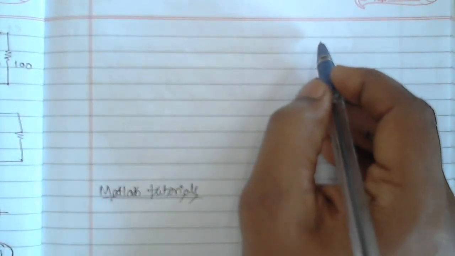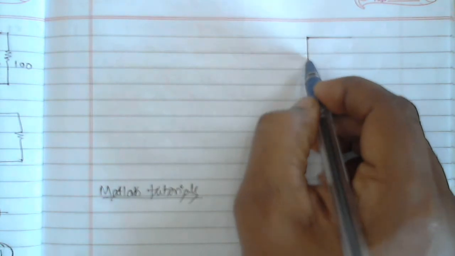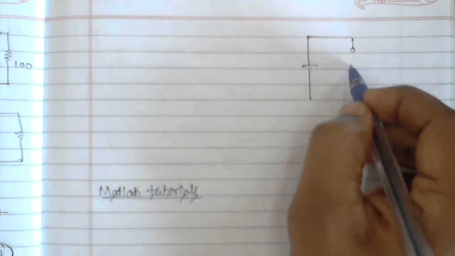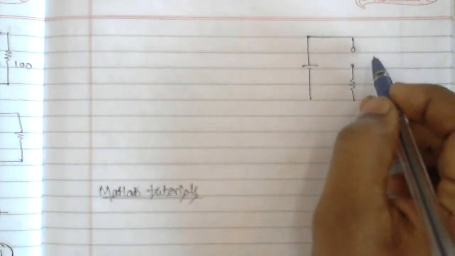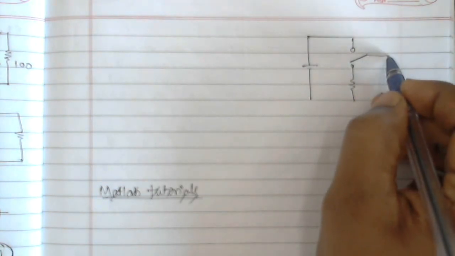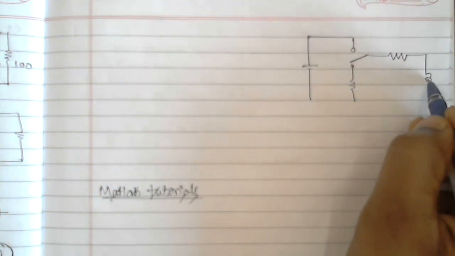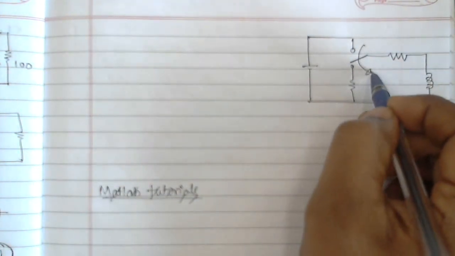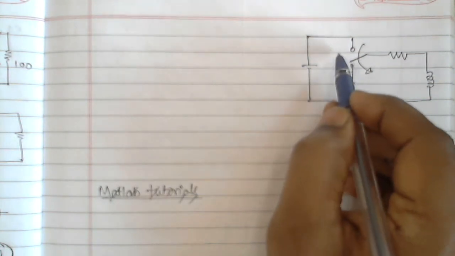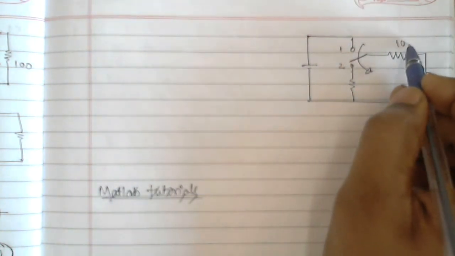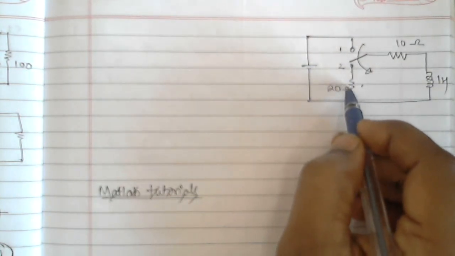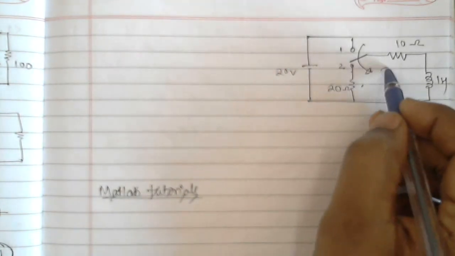See, there is a circuit. Generally in the exam, this type of network is asked. Okay, so the direction of the switch is like this, meaning initially it was at this position, then it comes to this position. This is position 1, this is position 2. This is 10 ohm, this is 1 Henry. This resistance is 20 ohm, this is 20 volt, and it is having current I of t.